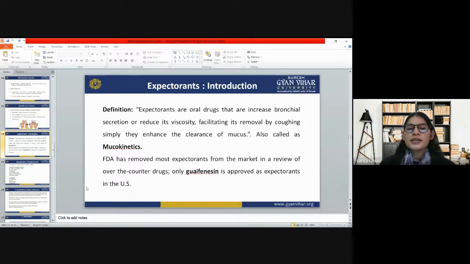Then the FDA has removed most expectorants from the market in a review of over-the-counter drugs. So you can only get them in prescription form. Only guaifenesin is approved as an expectorant in the US as an OTC drug.